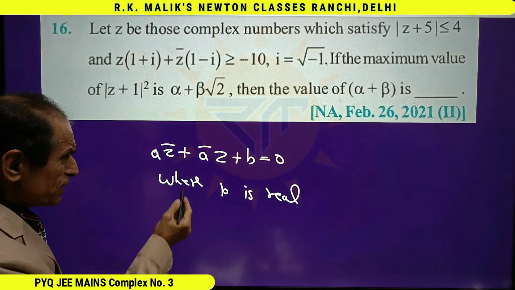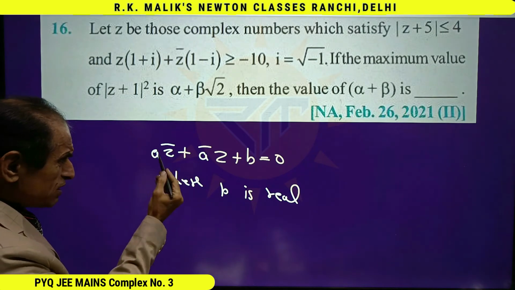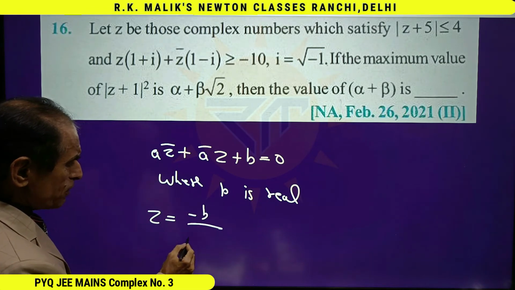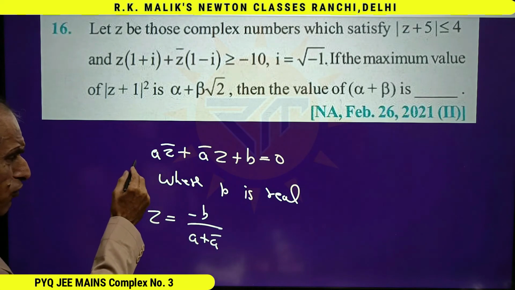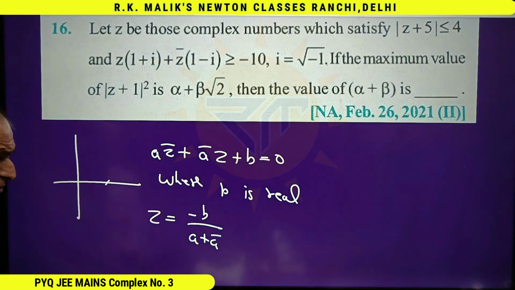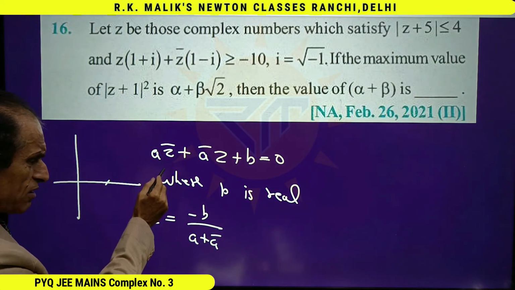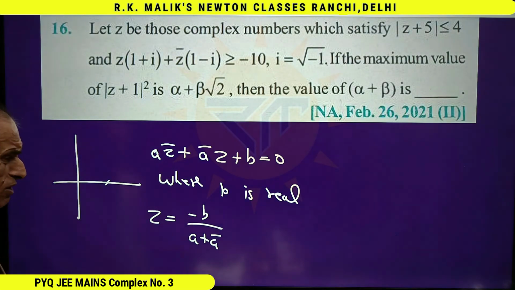To find the point where the line cuts the x-axis, for z bar, write z and get the value of z. That is, z will be equal to minus b upon a plus a bar. For z bar, write z, and the value of z you get will be the x coordinate of the point where the line cuts the x-axis, or you can say the real axis.